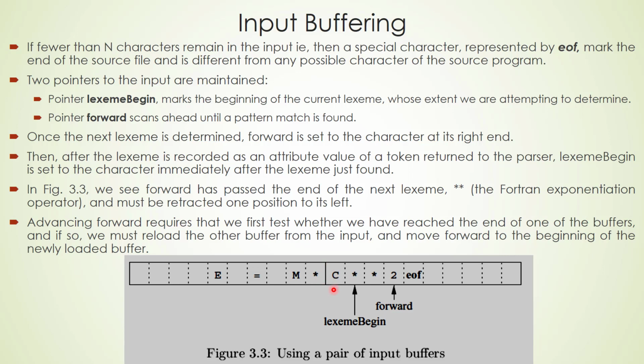After that, forward will be pointing to C. So just imagine forward reaches here, and also it is not the end of the file. The other buffer will be loaded, this buffer will be loaded, and forward will point to the first cell in this left-hand side buffer. So this buffering system is to speed up the scanning process. That's all I want to share in this video. Thank you.